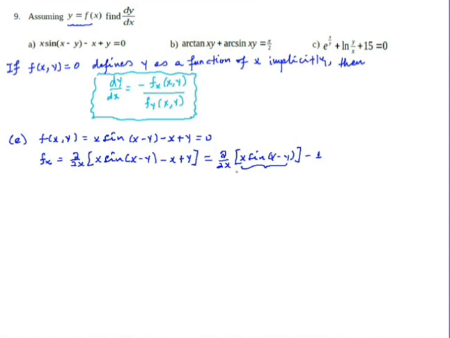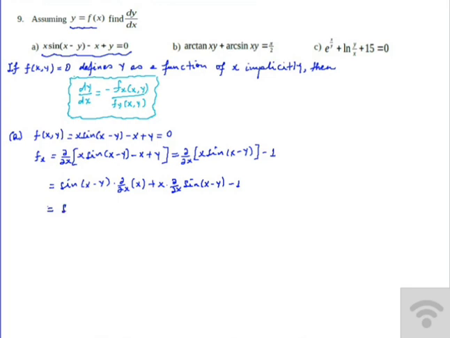Y is assumed to be a constant, so here we use the product rule. Applying the product rule on this part, we have sine of x minus y times the partial derivative of x with respect to x, plus x times the partial derivative of sine of x minus y, minus 1. So this gives us sine of x minus y plus x times cosine of x minus y minus 1. Okay, this is fx, the partial derivative of the function with respect to x.